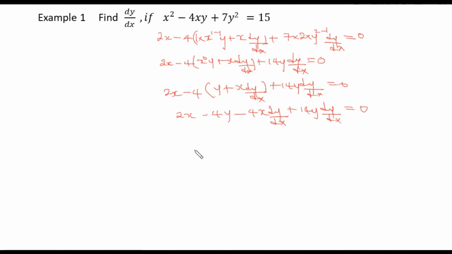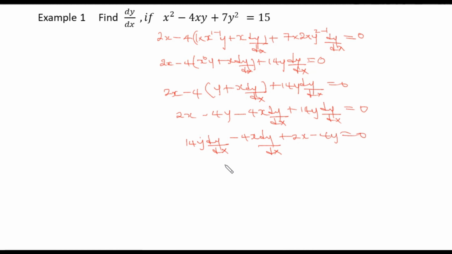We bring the dy dx terms together and then we send the others over. So let's first of all write 14y dy dx since it is positive, and then we write negative 4x dy dx. Then we have here plus 2x minus 4y is equal to 0.